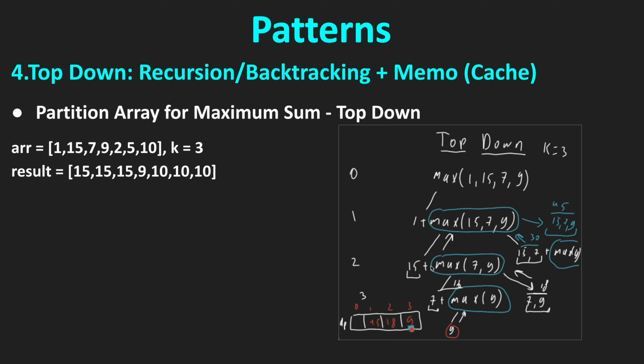So here we have 33, 39, and another option: since k is equal to 3, we take all of these elements, 15, 7, and 9. The maximum here is 45, so we compare all the results, 45, 33, and 39. The maximum here is 45, so we save that value in our array also.